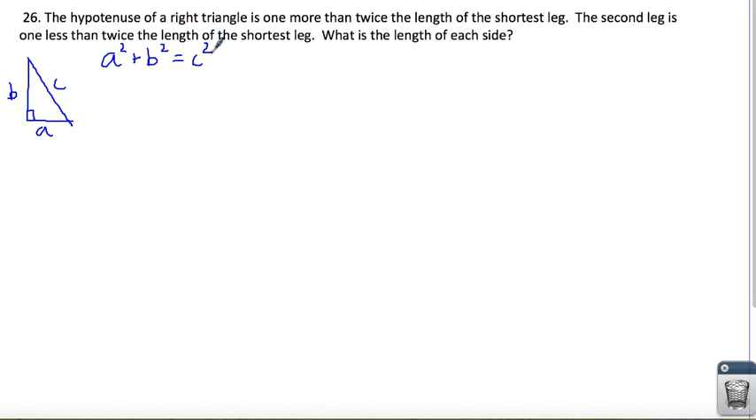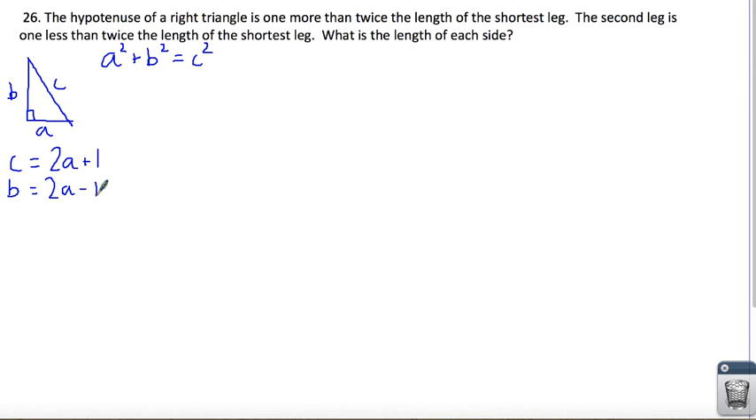So if the hypotenuse is one more than twice the length of the shortest leg, then that means, so I made A the shortest leg, so that means the hypotenuse would be one more than twice the length. So 2 times the shortest leg plus 1. And the second leg, which should be B, is 1 less than twice the length of the short leg. So B is 2A minus 1.